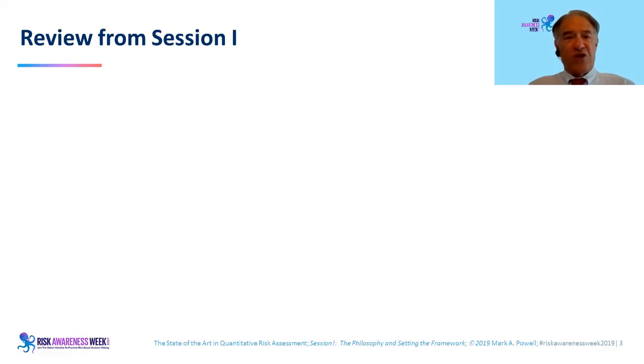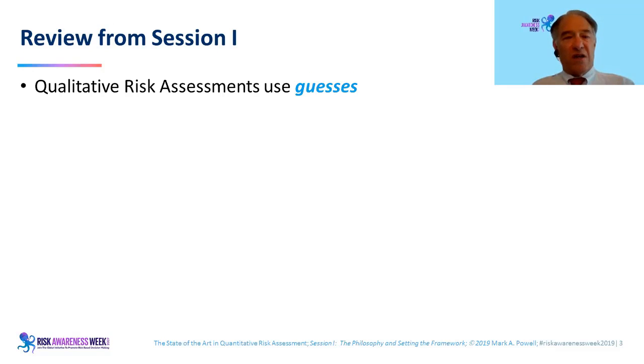Just some review from session 1. If you haven't had a chance to look at the replay, this will allow you to at least follow until you can watch the replay. Qualitative risk assessments use guesses. The distinction between a qualitative risk assessment and a quantitative risk assessment is that a qualitative risk assessment uses guesses. And of course, guesses are assumptions, SWAGs, expert opinion, etc. Those are all guesses. Even though we use numbers, that doesn't necessarily mean that the risk assessment is quantitative.